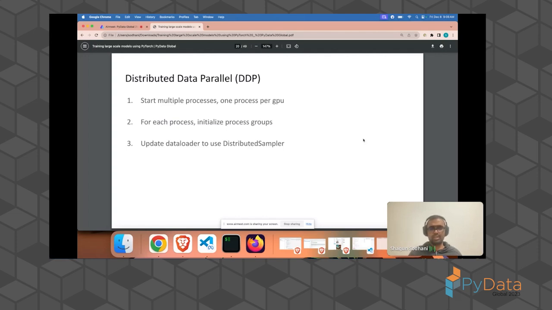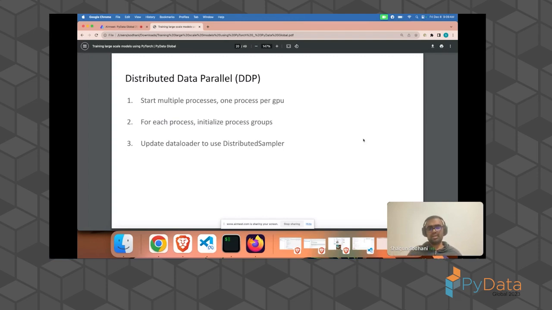The broad idea is that you start multiple processes, one process per GPU. For each process, you initialize a process group. We won't go into details of what the process group is, but basically the idea is that these processes need a way to communicate with each other. If you're doing this on CPU, you can use things like MPI, but if you're doing it on GPUs, then you need to use something called NCCL. NCCL is Nvidia's communication library. Again, we don't have to go into those details.